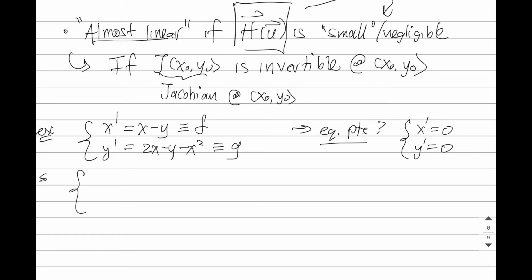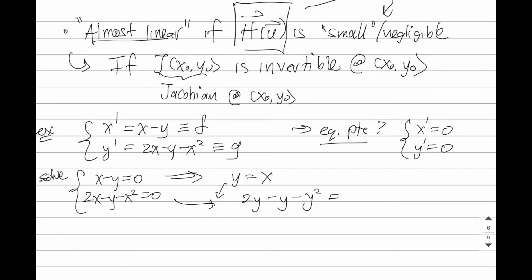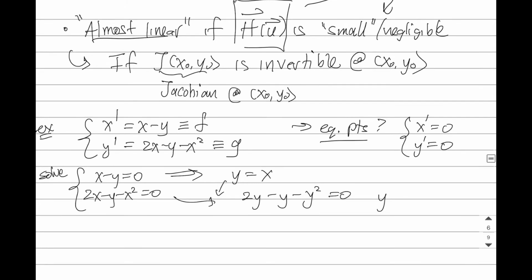So we'll need to solve x minus y is 0, 2x minus y minus x squared is 0. The first equation tells us that y and x will always have to be the same. If we substitute this into the second equation, we'll find 2y minus y squared is 0. Or in this case, we'll find y minus y squared to be 0. y times (1 minus y) is 0. So y is 0 or y is equal to 1.